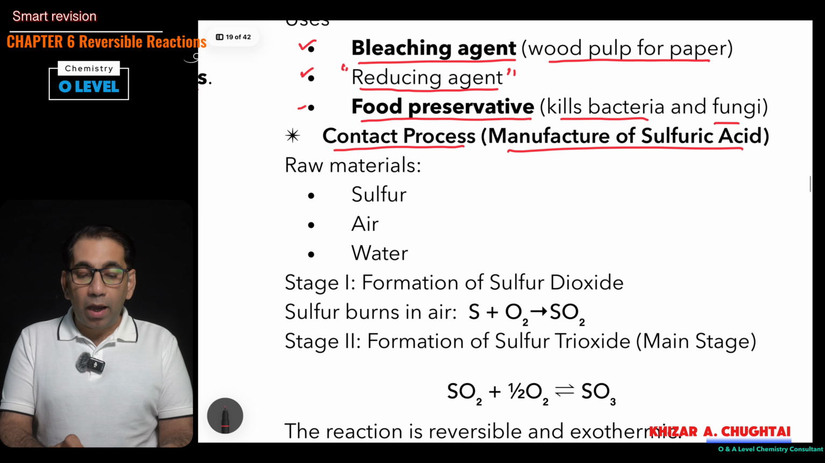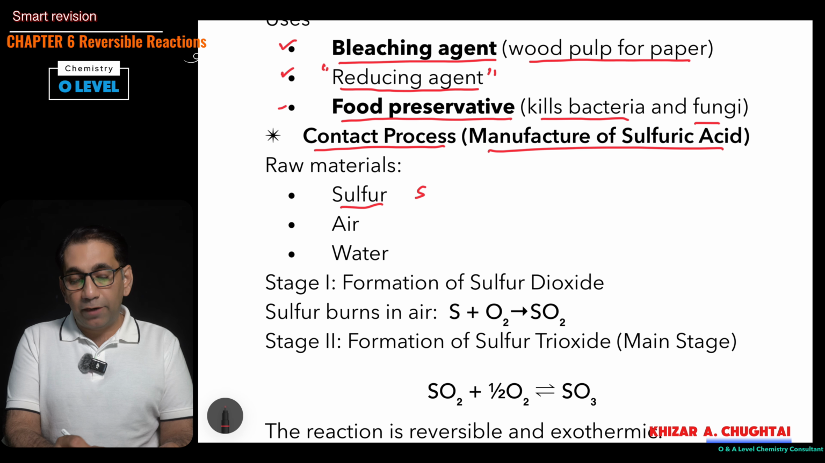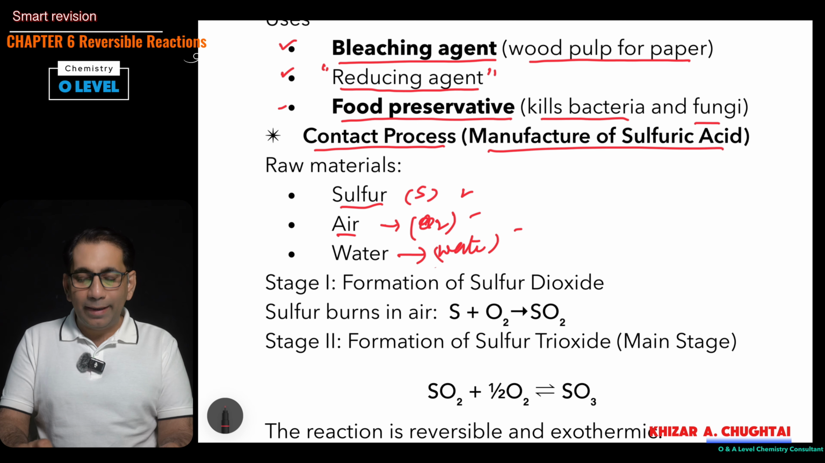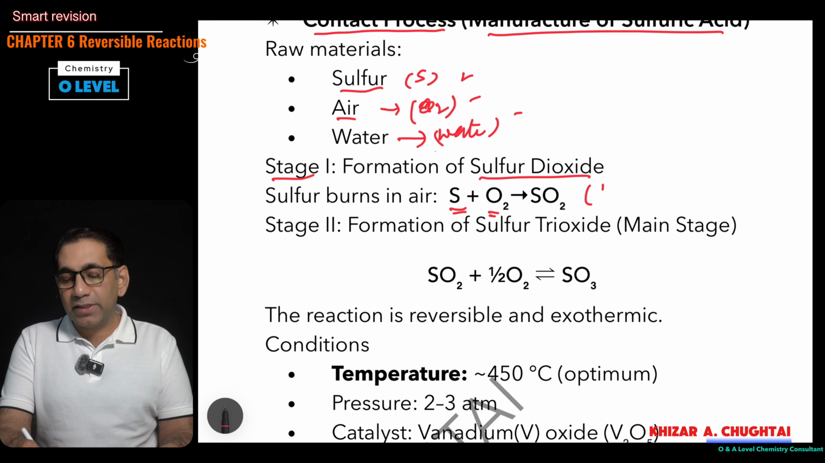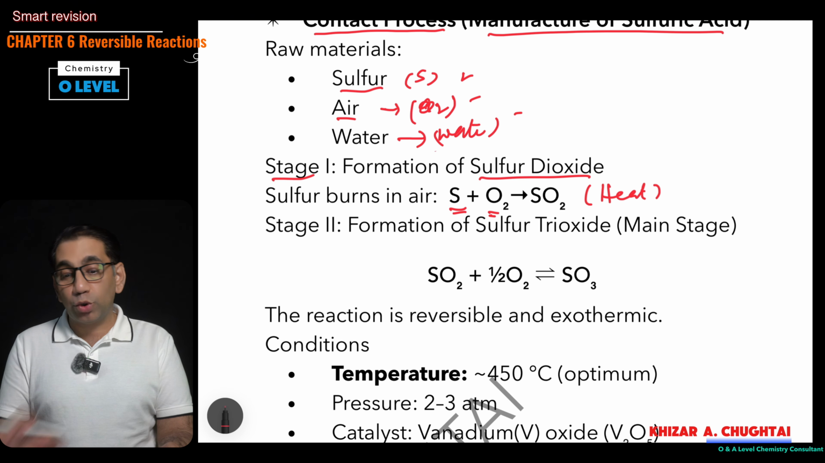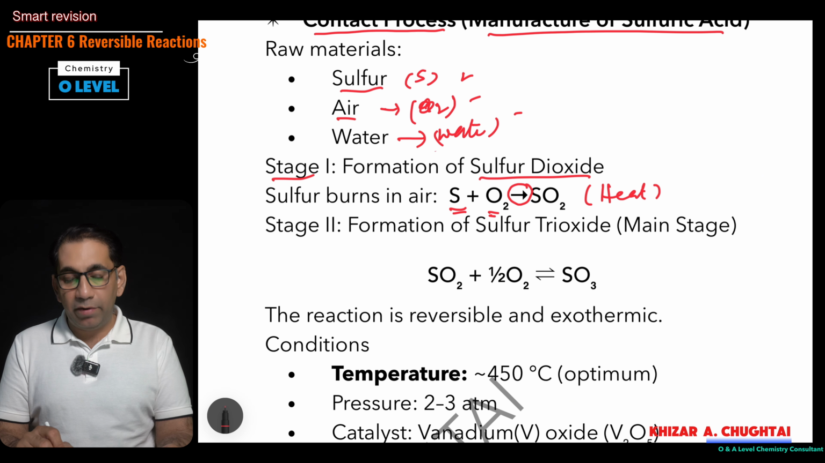What are the raw materials in the synthesis of sulfuric acid? Number 1, solid sulfur; air, meaning oxygen; and water, meaning moisture or liquid water. So these 3 are the ingredients. Stage 1 is the formation of SO2 gas when sulfur is roasted at high temperature. When sulfur is heated and allowed to react with oxygen, SO2 gas is formed. That is the first stage, and this is an irreversible reaction.